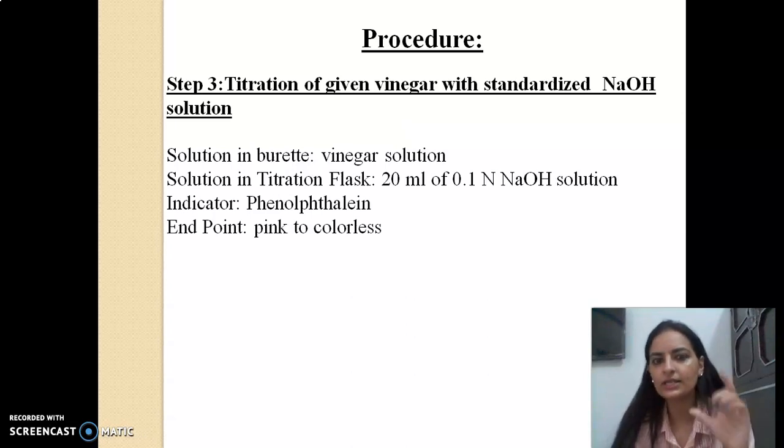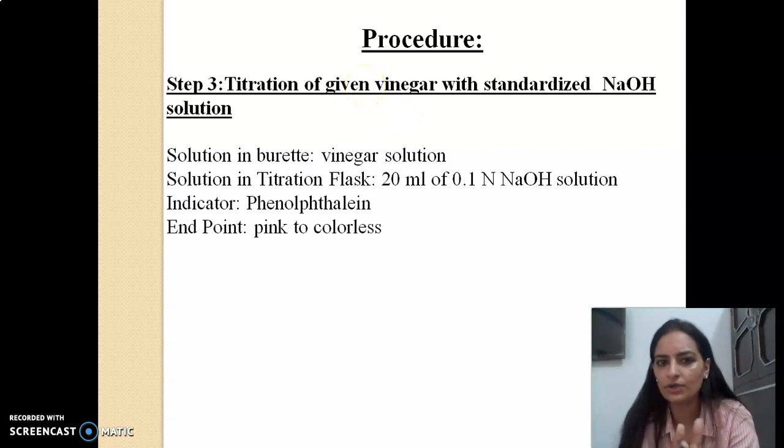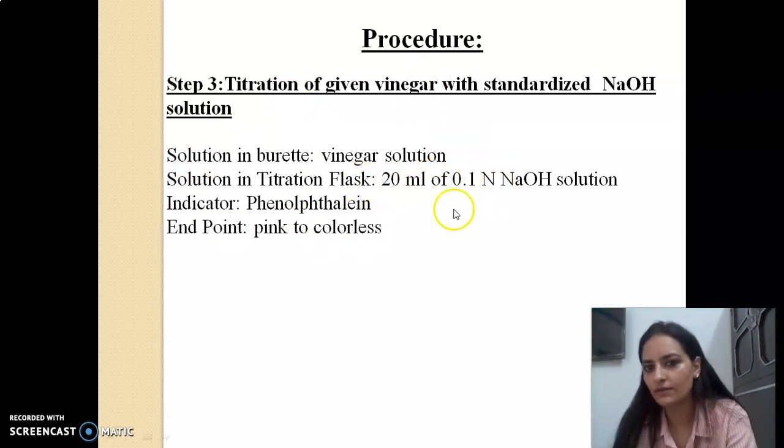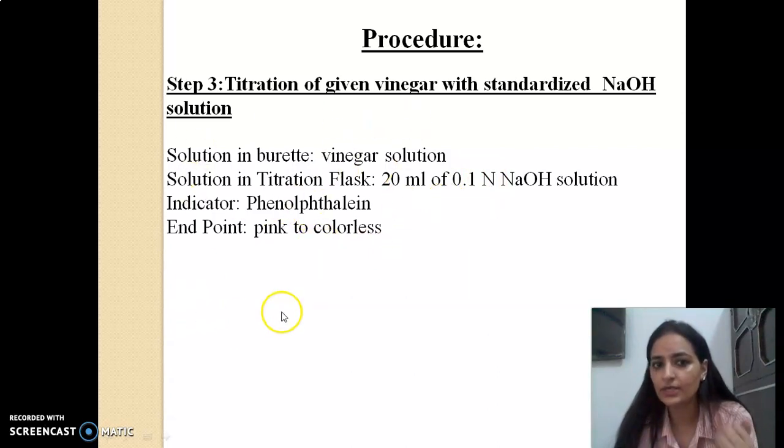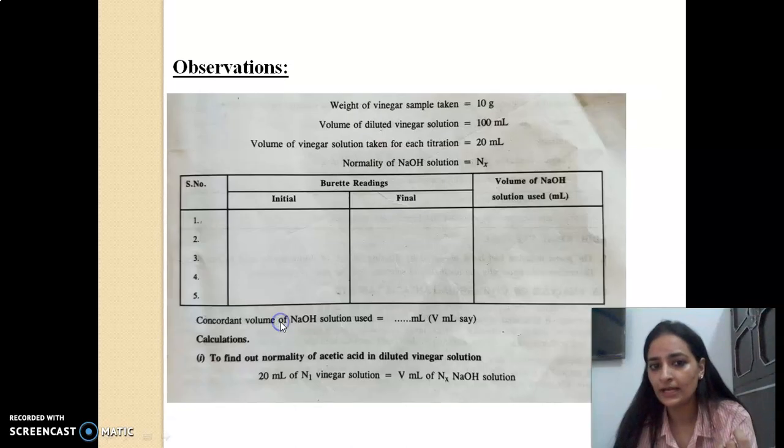So you have to take vinegar in the burette. It's up to you whether you want to take vinegar in the burette or you want to pipette it out in the titration flask. So accordingly the endpoint will change. Here I am taking vinegar in the burette, and in the titration flask I am pipetting out again 20 ml of 0.1 normal NaOH. Indicator is phenolphthalein. Endpoint again will be pink to colorless.